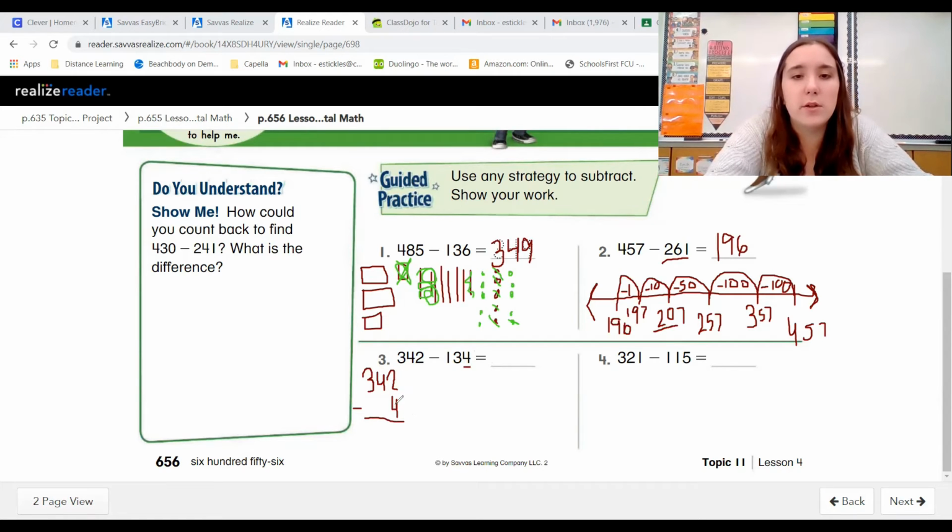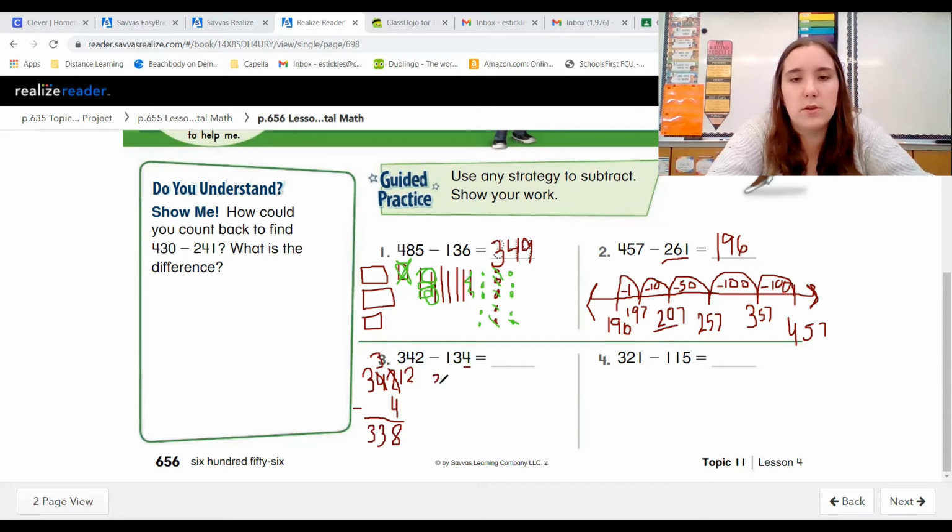Now 2 minus 4, I can't do that, so I need to borrow some ones. So I'm going to take a 10, which means I only have 3 tens left. And I'm going to move those 10 ones over to my ones column. So I had 2 ones, and now I added 10 more, so now I have 12 ones. So I regrouped. So I have 12 ones minus 4. 12 minus 4 is 8. I still have 3 tens, and I still have 300s. So I did my ones.